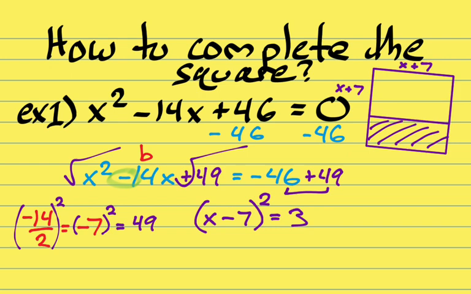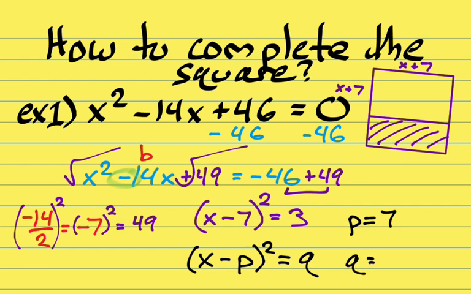You get 3. Now here's an important side note. This current state of the problem is called PQ form. It's basically the part where you identify the important numbers you just got from completing the square. P in this case is 7. Even though it says negative 7 in the parentheses, you take it as its opposite, which is positive 7. Q in this case is 3.